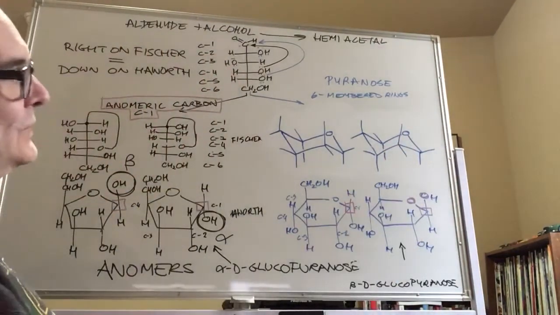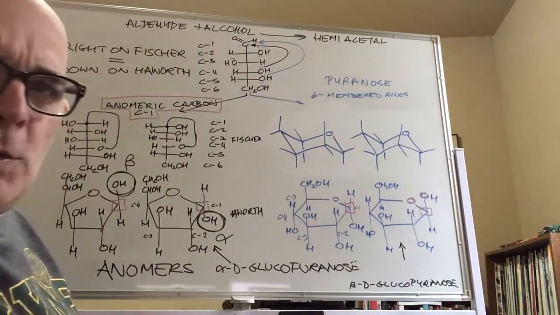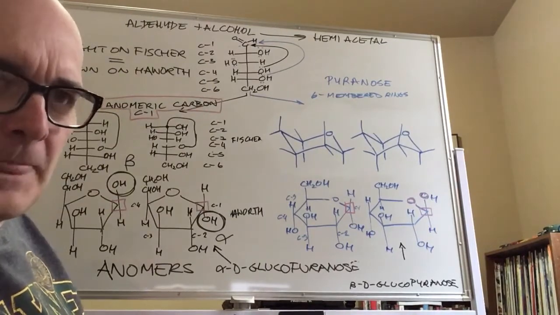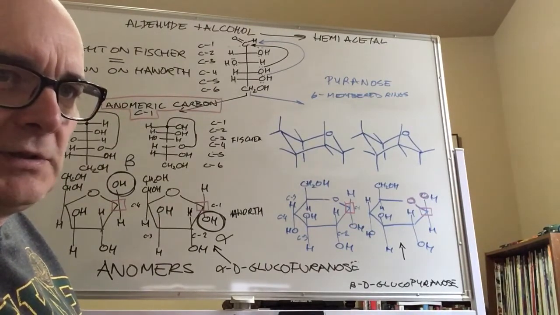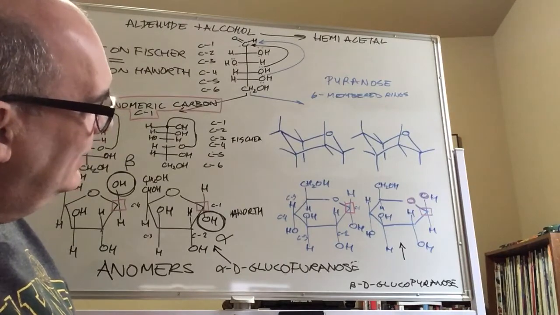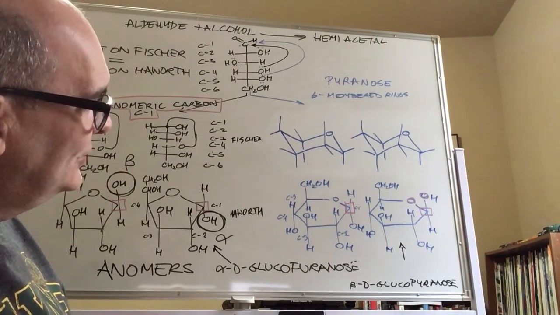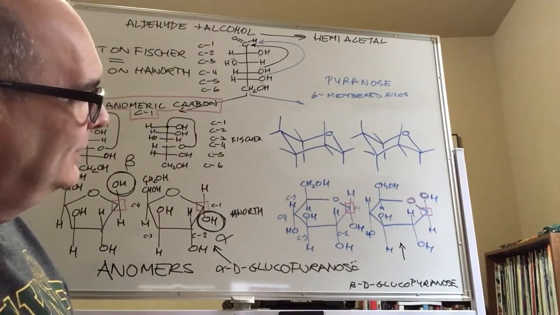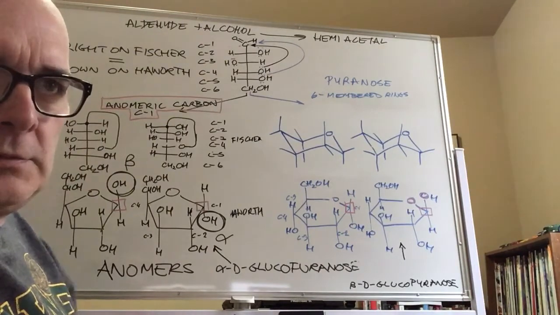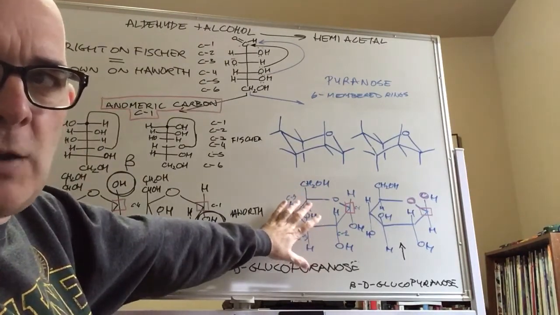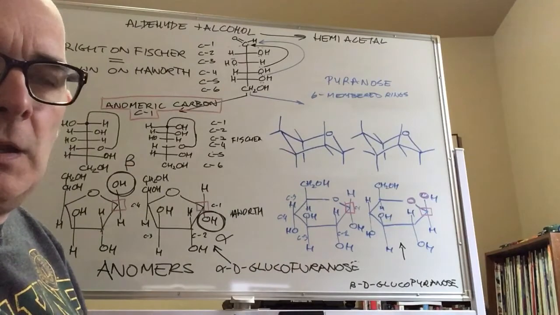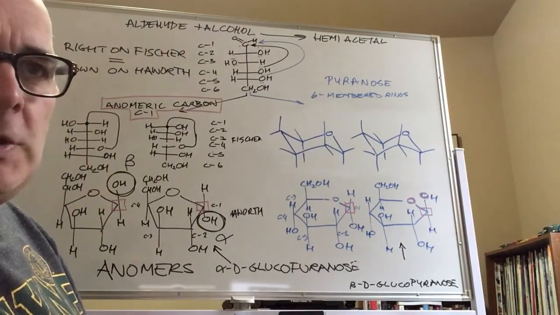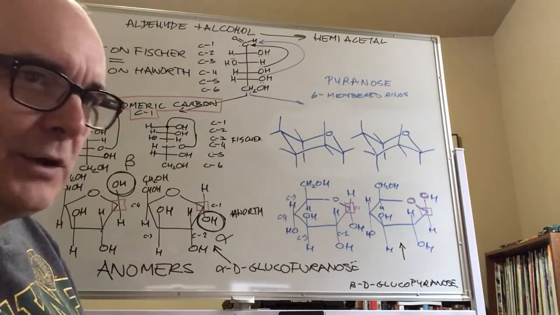So what I have to do now is go around this molecule and put the alcohols and the hydrogens in positions that are either pointing up or pointing down to match what the Haworth projection is doing, and to reveal whether they are axial or equatorial.